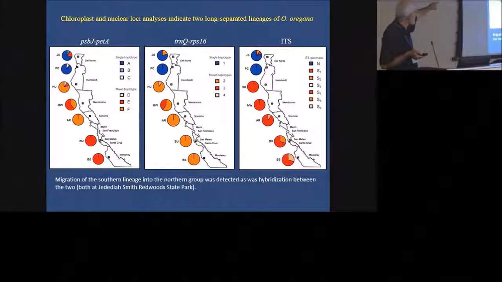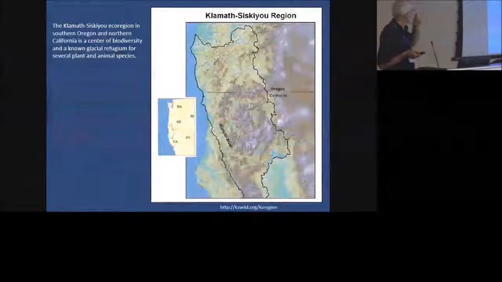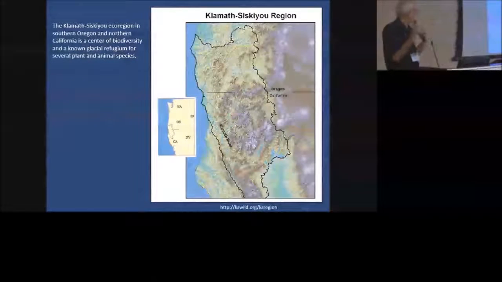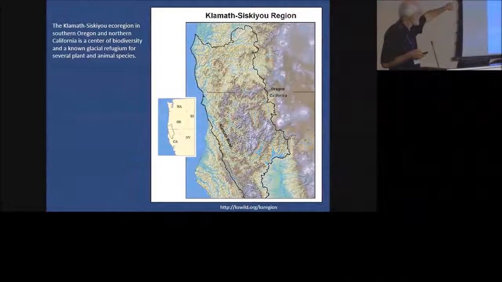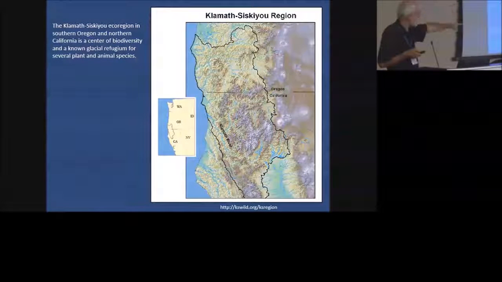And maybe some migration, because you see red and oranges up at Jed Smith. There might be some migrations of the southern stuff up to the north. Now, why is that? Well, it turns out that the Klamath-Siskiyou region is an area in central Oregon down into northern California, and you notice the southwestern boundary, just this side of the Klamath River, that runs through Del Norte County and Humboldt County.